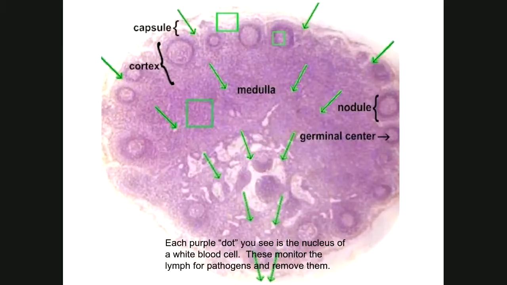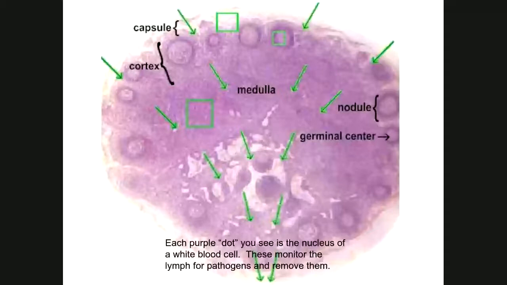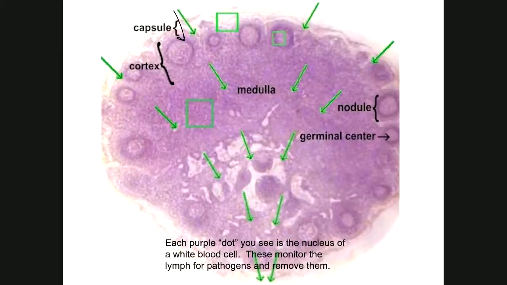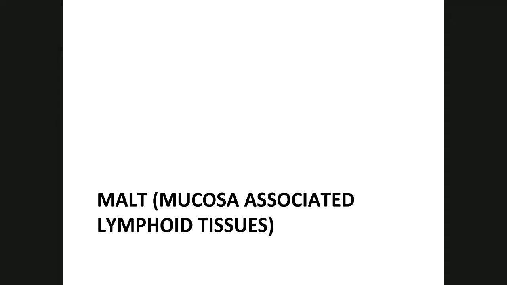Now remember, this is our lymph node, and it looks very, very similar. Look, tons and tons of white cells. And just like we had the fluid that moved through the lymph node, we have the same thing that happens with the spleen. The fluid moves through here. And again, we're going to clean it up and get rid of anything that's not supposed to be there. So those are the secondary lymphoid tissues.